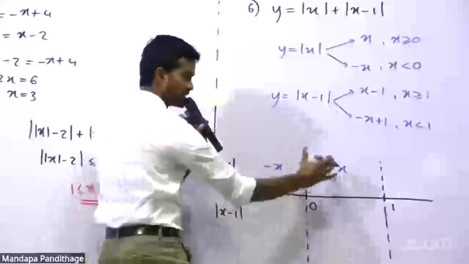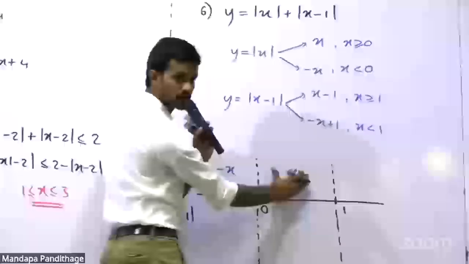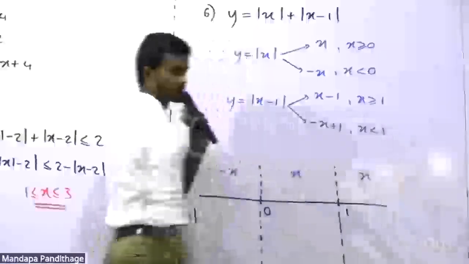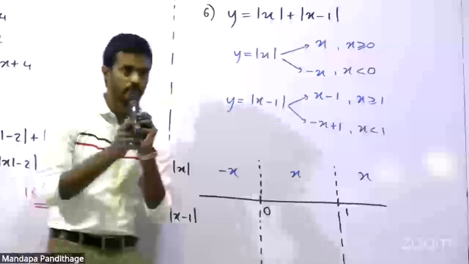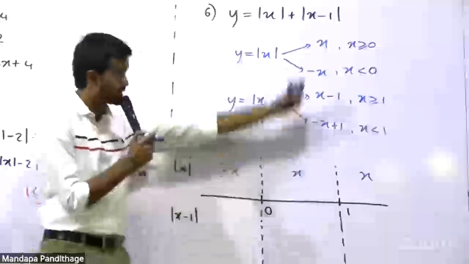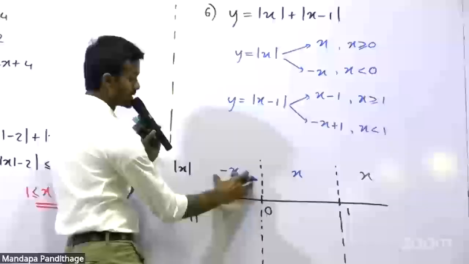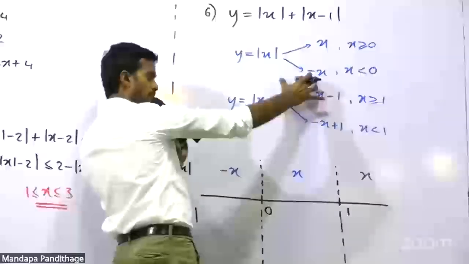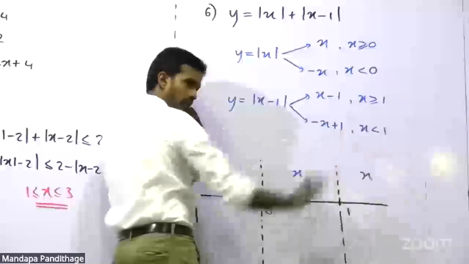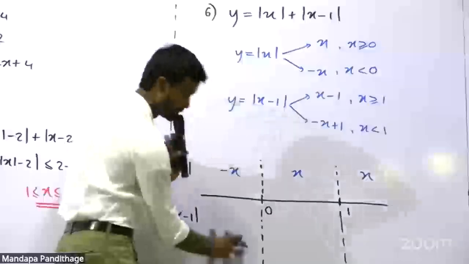When it is greater than 0, modulus x is x. So even this one, it's greater than 0, so it's x. Is it clear? So what did I do? I have put modulus x in the ranges based on this. When x is less than 0, it's minus x. When x is greater than 0, it's x. So this part is even greater than 0. Okay, now come to here.